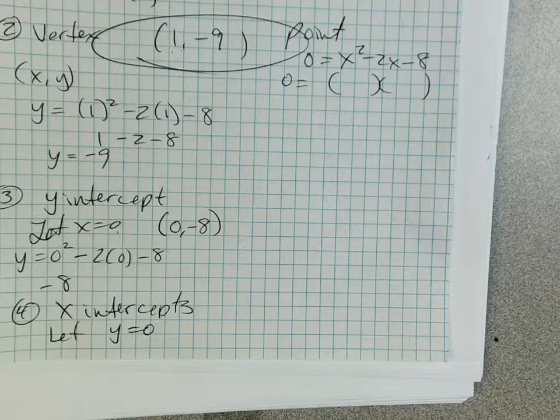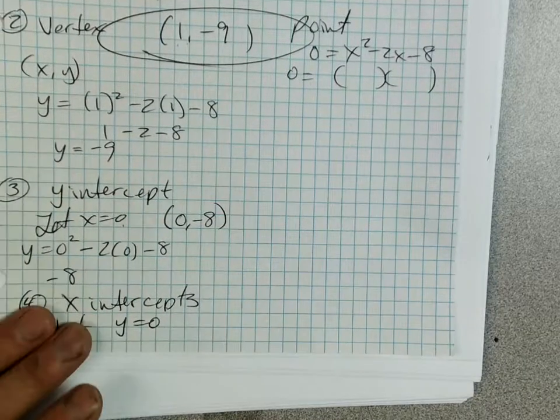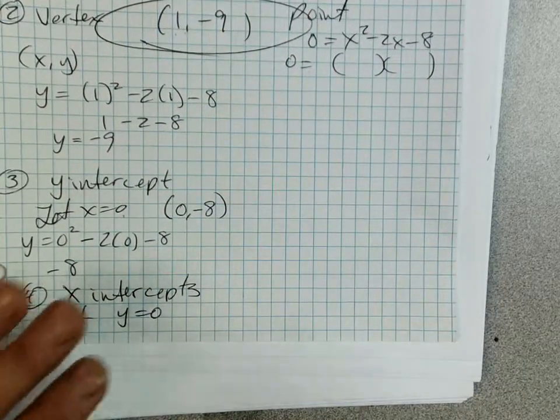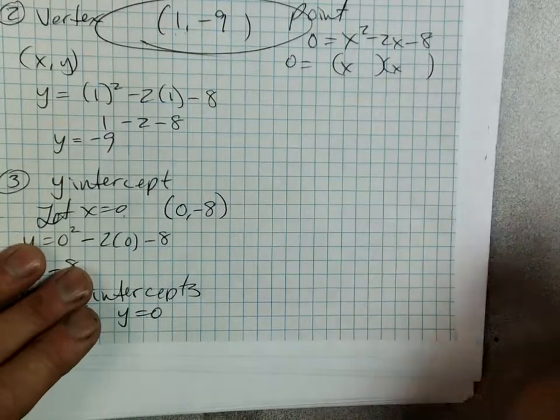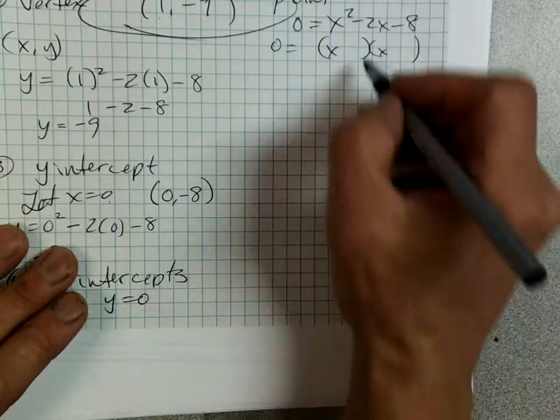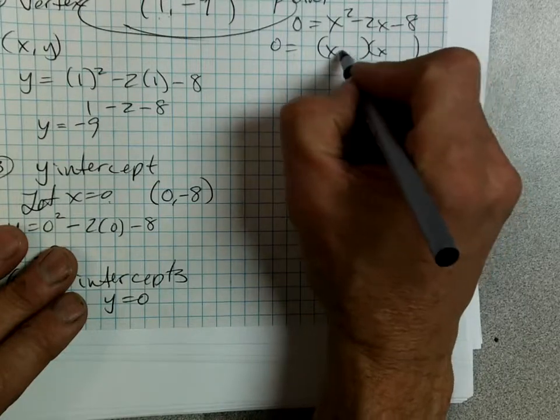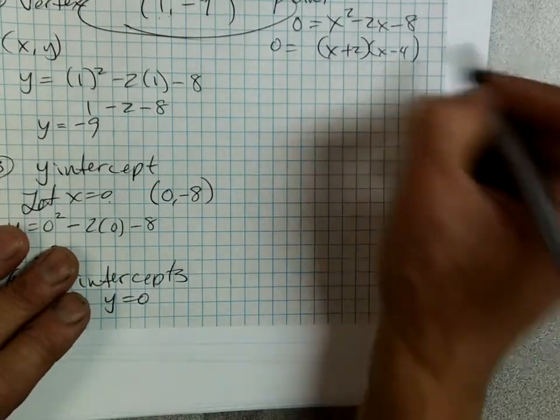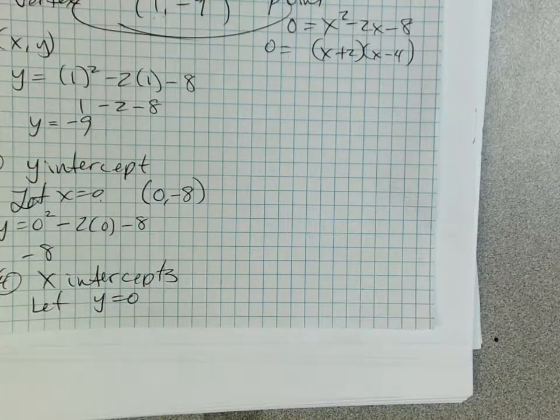So, I did that on purpose, didn't I? What do I know? x, and then what? Plus 2, minus 4. Now, we're not done, because what we have to do is still solve for x.